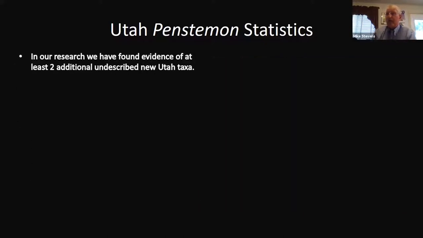From there, we have found evidence of two additional undescribed taxa in Utah. What I mean by that is we found two species, or I shouldn't call them species because we're not sure that they would be labeled as species. One is more of a variety. The other one might be a species when we get finished doing all of our research on it. But in our work, we actually found two that had never been identified before.